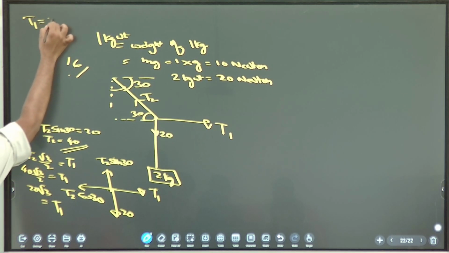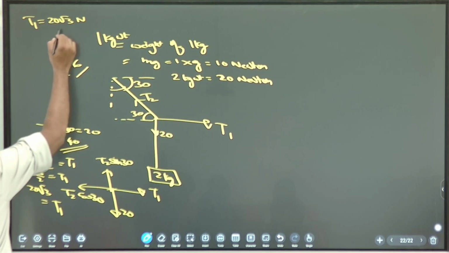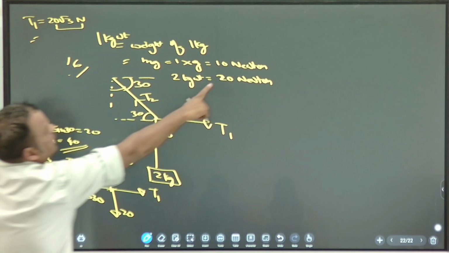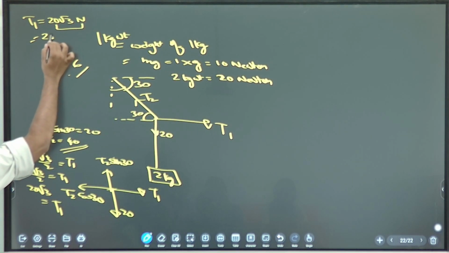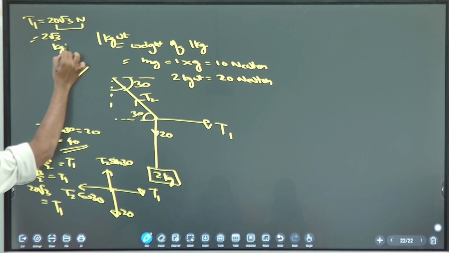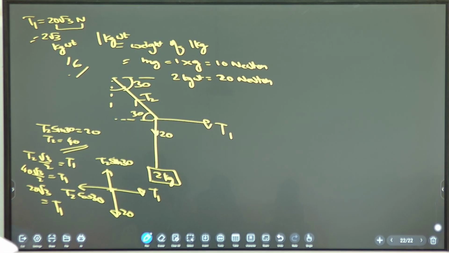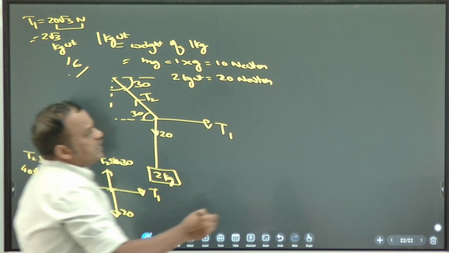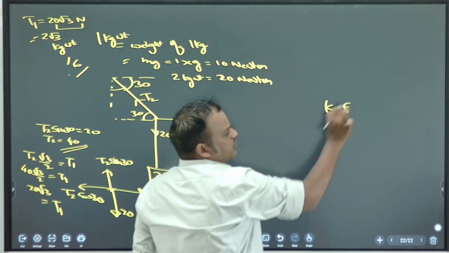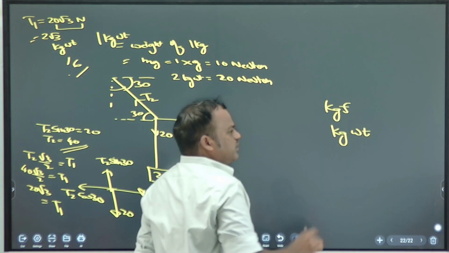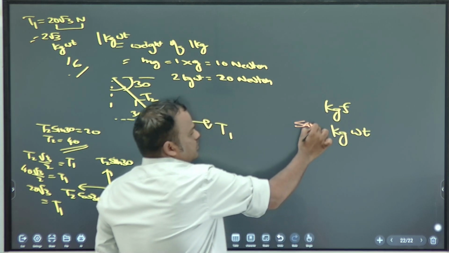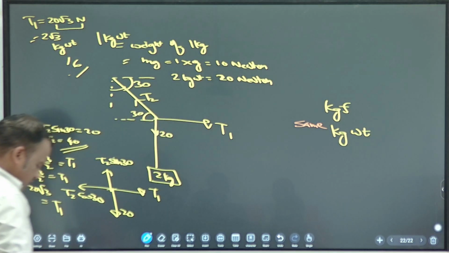T1 is 20 root 3 Newton, and 10 Newton means 1 kg weight. So this is 2 root 3 kg weight. Okay, clear? Note down. Kg weight is also known as kgf. What is kgf? Same thing. Kgf is also known as kg weight. Both are the same.